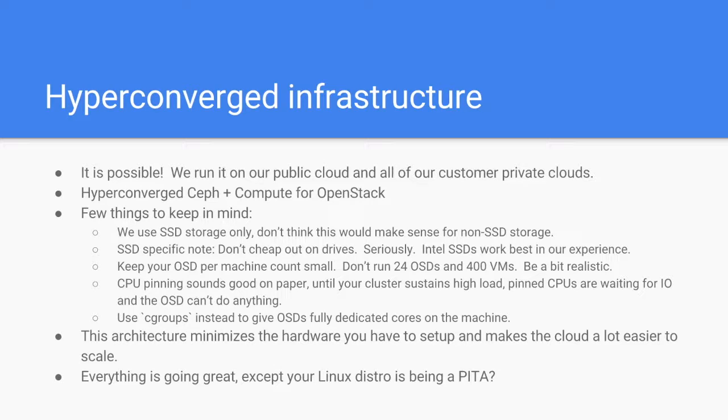And you got to be realistic about it. Ceph is going to use CPU, and the compute node is going to use CPU. So you can't put 24 OSDs and 400 VMs on a single machine and be like, this is my cloud. It's just not going to run.